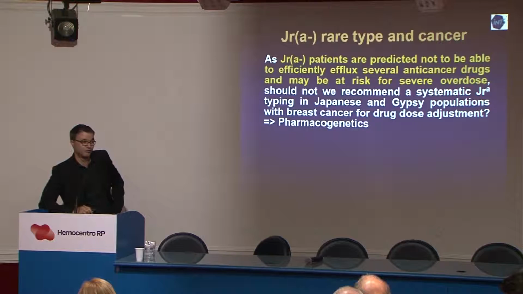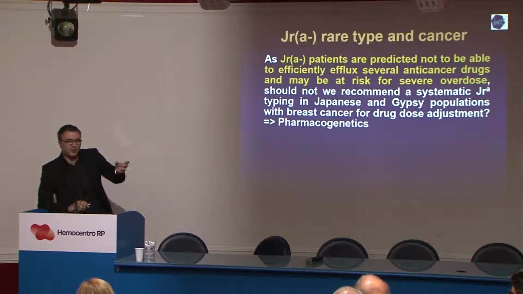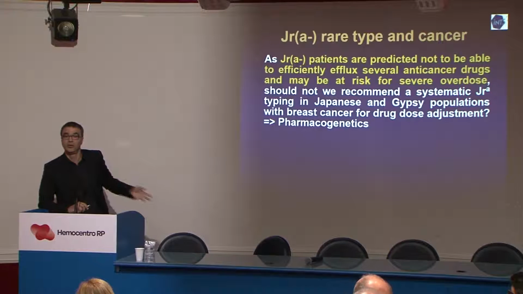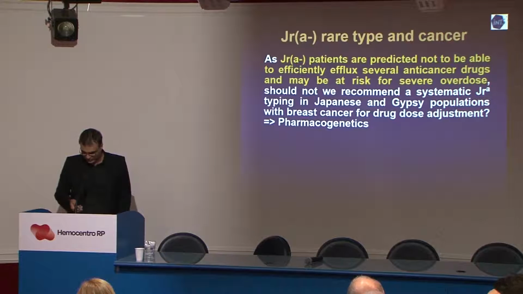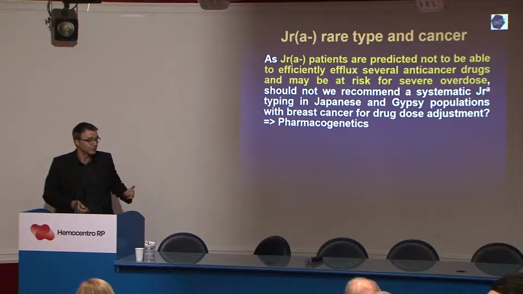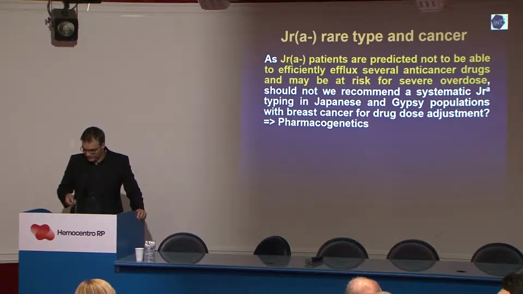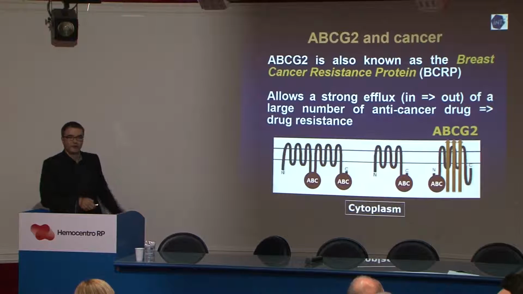Because when the companies decided the choice of the dose, they were not aware, of course, that ABCG2 null people exist. So it could be a problem. So we may propose to recommend a systematic JRA typing in Japanese and Gypsy populations with breast cancer prior to treatment. Actually, we don't know, because there may exist an alternative way of export. We don't know this yet. So we're going to work on that too, I hope so.